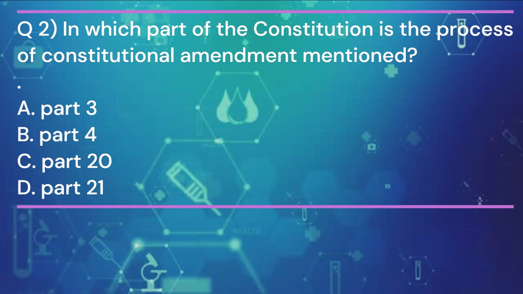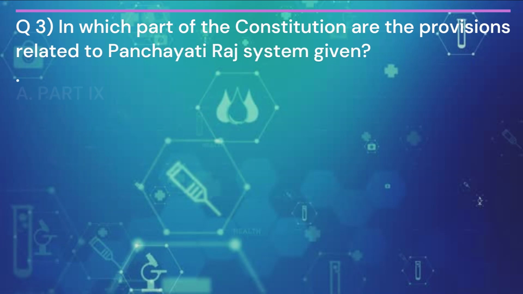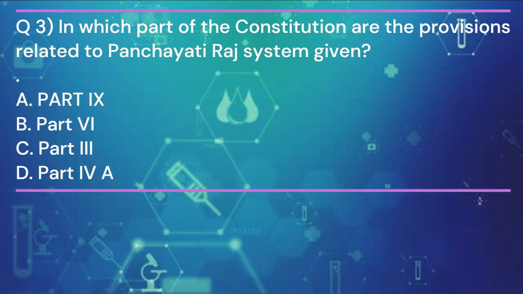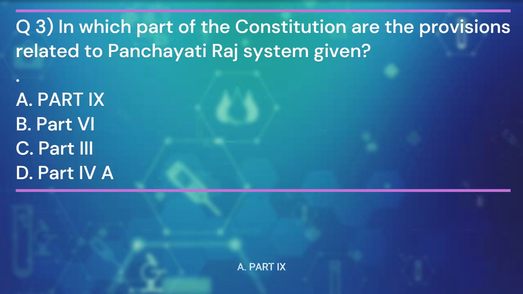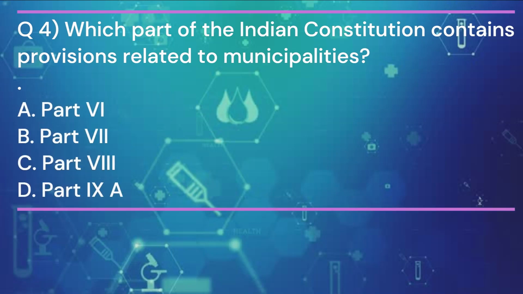And the answer is C. Part 20. Question 3. In which part of the Constitution are the provisions related to Panchayati Raj system given? And the answer is A. Part 9. Question 4. Which part of the Indian Constitution contains provisions related to municipalities?